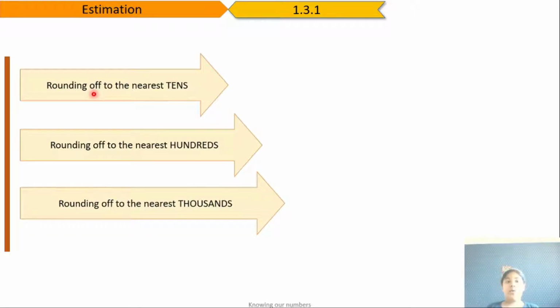Let's suppose we have two numbers and we need to add them, subtract them, or multiply them. So sometimes we are in a situation where we don't have our phone or calculator handy and we cannot get the exact number. So what do we do? We round off the number to the nearest hundred, tens, or thousand, and then we add, subtract, or multiply the numbers, which makes our calculation easy. Next slide.